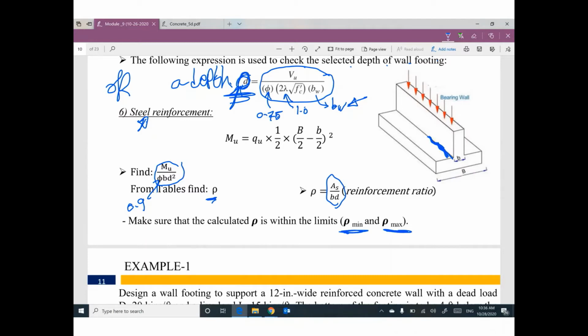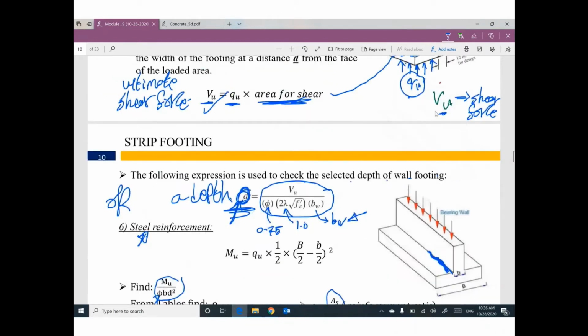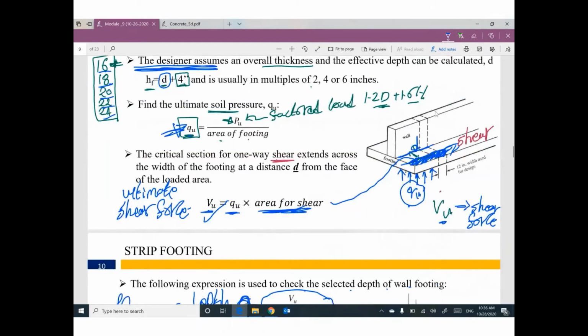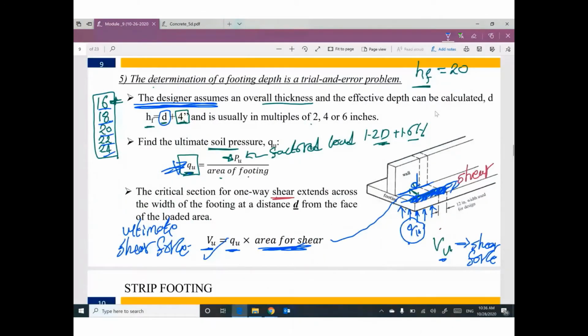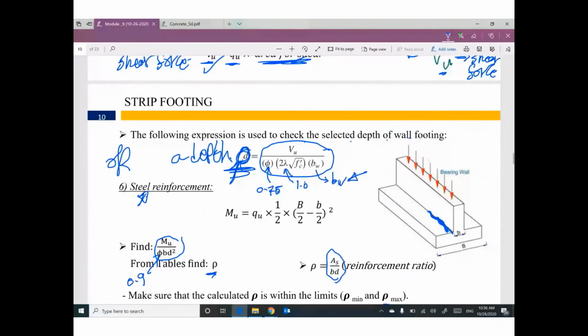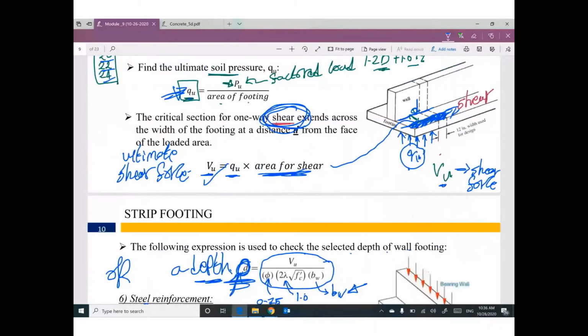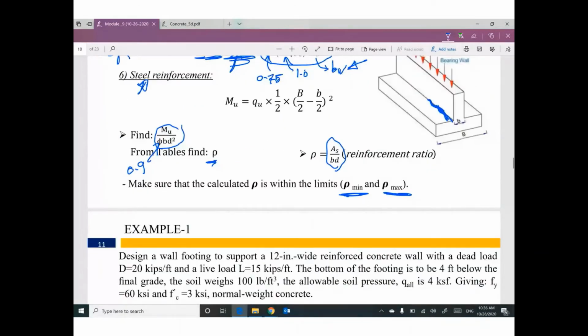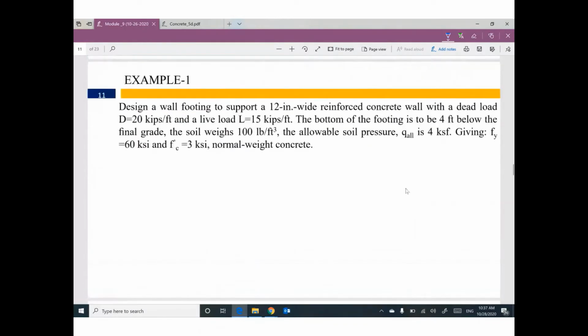So for strip footing, actually we have two issues. The first issue is shear: you have to choose a depth to make this shear safe. The second issue is steel reinforcement: we have to select area of steel to make this moment safe. We have an example, but before the example, do you have any questions?